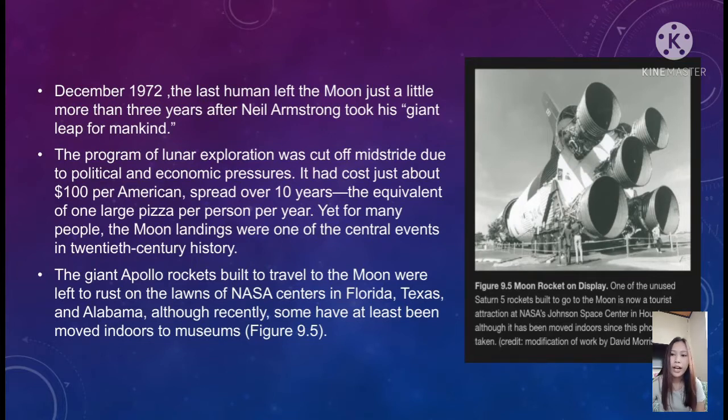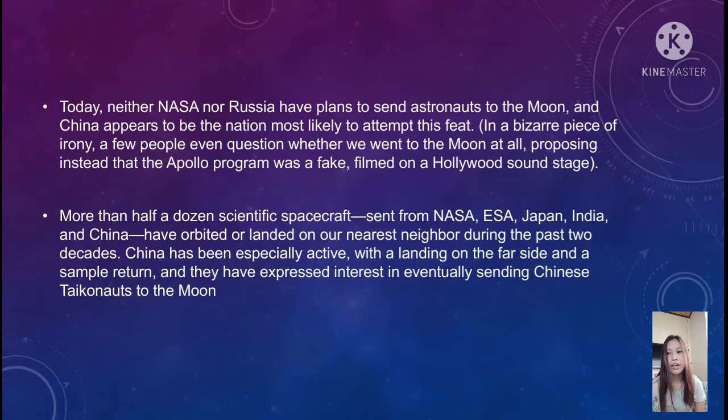The giant Apollo rockets built to travel to the moon were left to rust on the lawns of NASA centers in Florida, Texas, and Alabama, although recently some have at least been moved indoors to museums. And today, neither NASA nor Russia have plans to send astronauts to the moon, and China appears to be the nation most likely to attempt this feat.